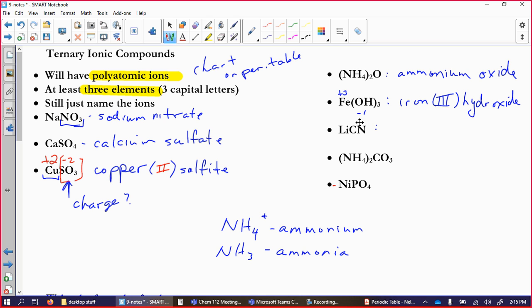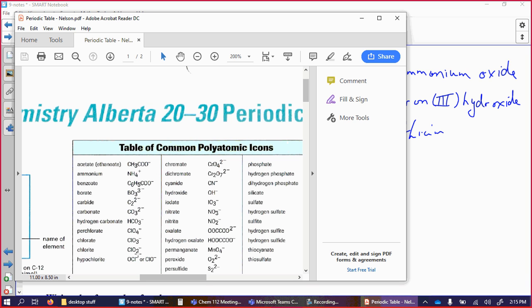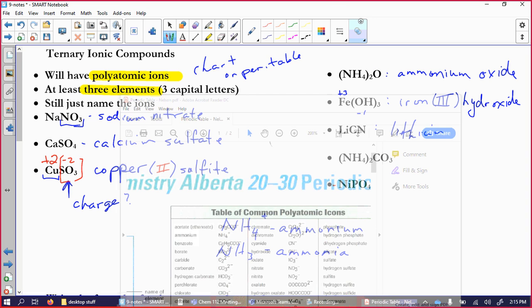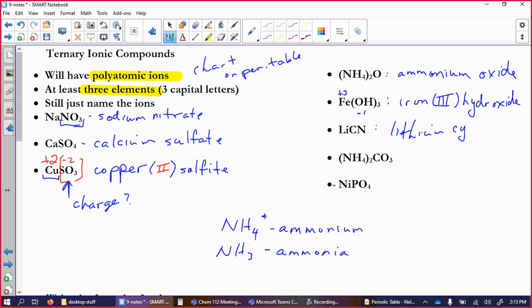LiCN, even though it's three capital letters, is not lithium carbon nitride. It's lithium, periodic table. CN is the bad one. It's -1, but it's irrelevant because lithium is a group 1A. So that's cyanide. Very dangerous, very poisonous.